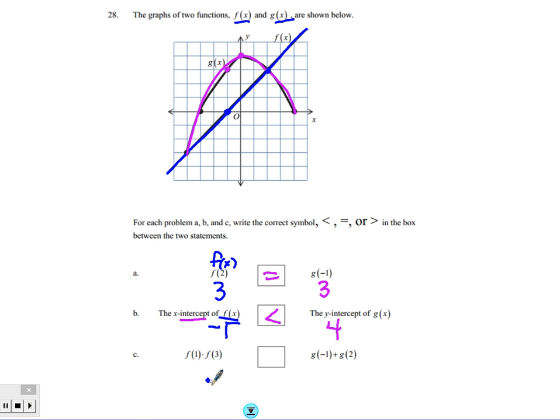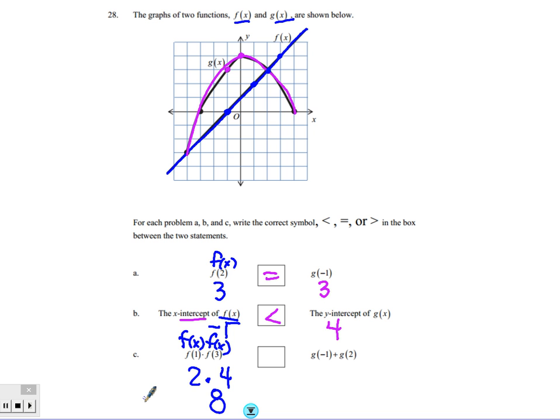Here we have to find two values and then multiply. f of 1, f of x. If x is 1, and I'm on my blue function, I'm up here at 2, and I'm going to multiply that times f of 3. 1, 2, 3, x is 3, go up to blue, 1, 2, 3, 4. It looks like we're up at 4. 2 times 4 is 8.